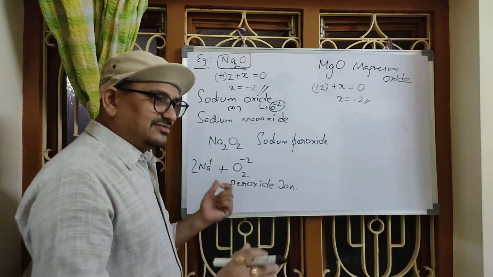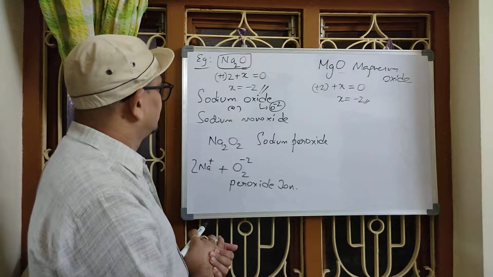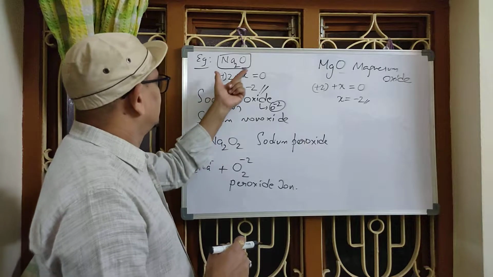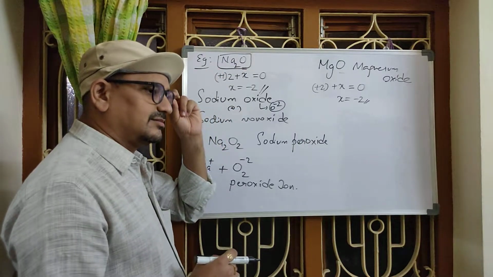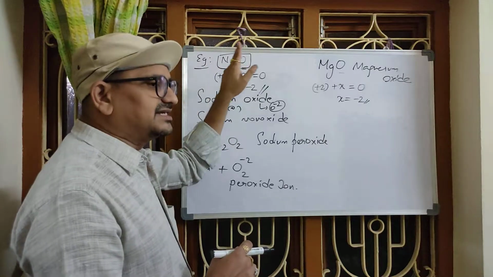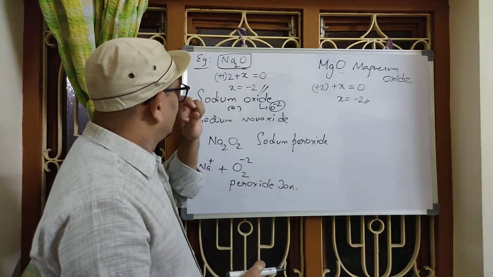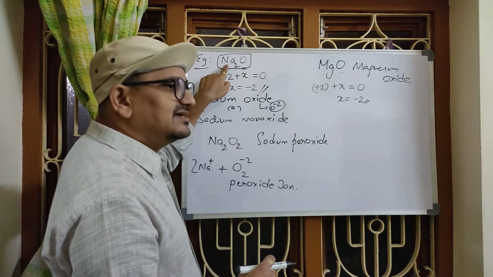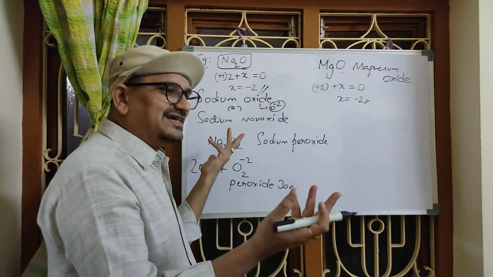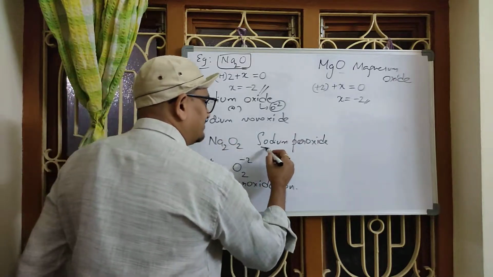Sir, is it not necessary to represent +1 on the given compound? On this? No, on the above one, Na2O. Is it not necessary to represent +1 on top of O? No need to, because it's not a charged species, it's a neutral species. But still it has a +1 charge, right? +1 is possessed by each sodium. 2 plus charges and 2 minus charges. Net is 0. Okay. Similarly, Na2O2 is sodium peroxide.